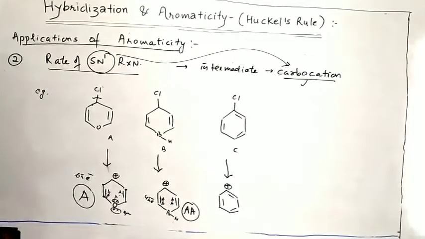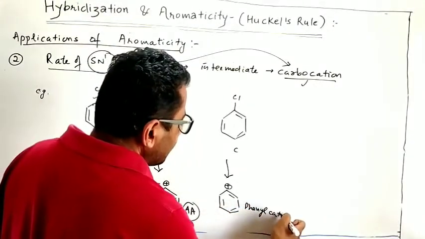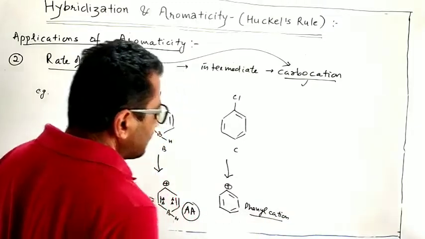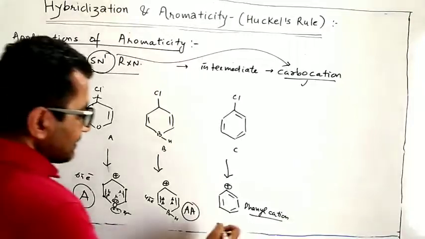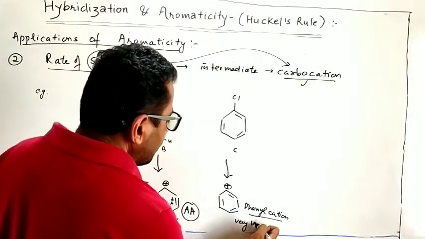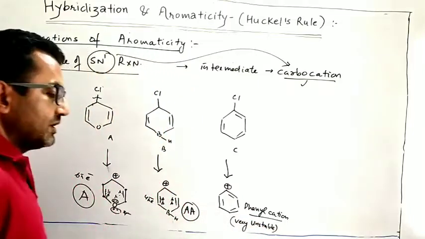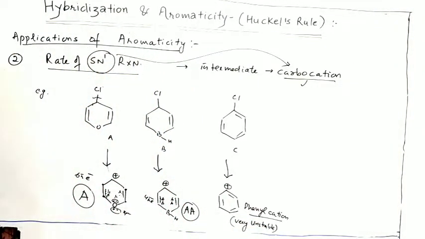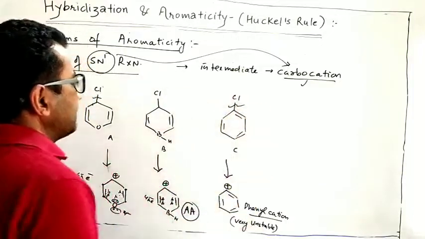Last compound is your phenyl cation. And phenyl cation is a highly unstable molecule. When positive charge appears on a benzene ring, we know it is a very unstable molecule. इतना unstable है कि ये कभी बनेगा ही नहीं. It's not possible, or directly you can see from here, it's not possible to break this bond.